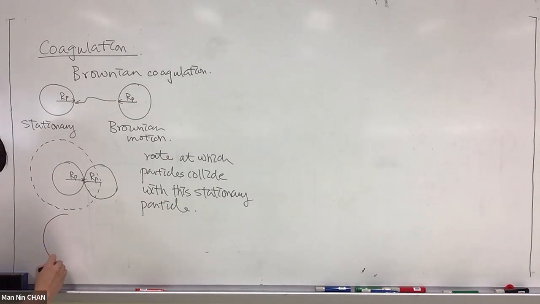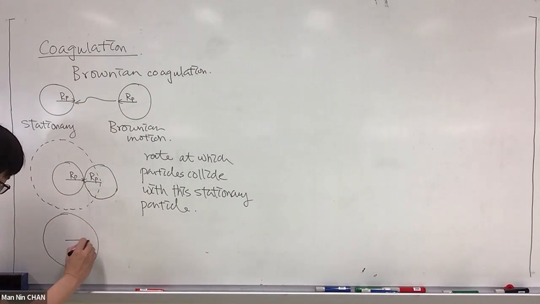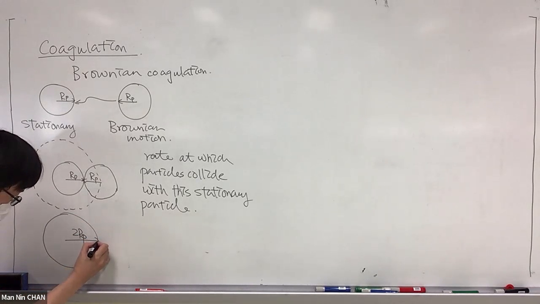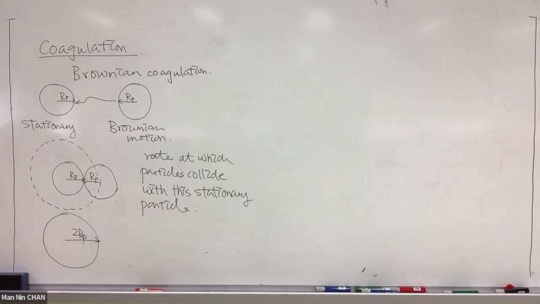You can also have a particle with the radius of 2rp, because we assume all the particles have the same size. And then when this collision happens, you can have a particle collision, and then we have a point particle just hitting the surface.